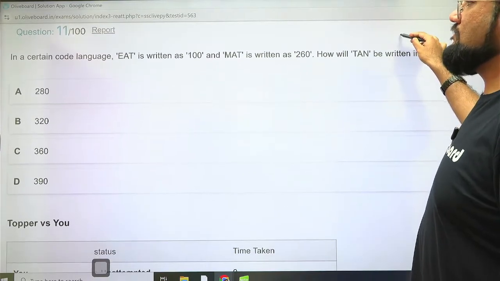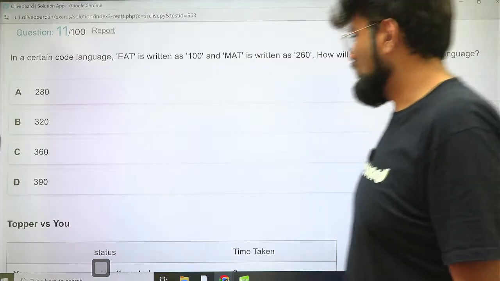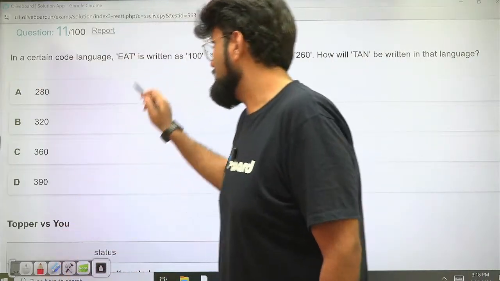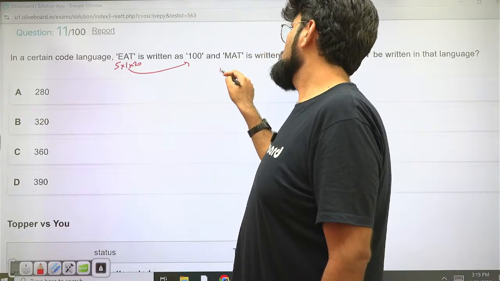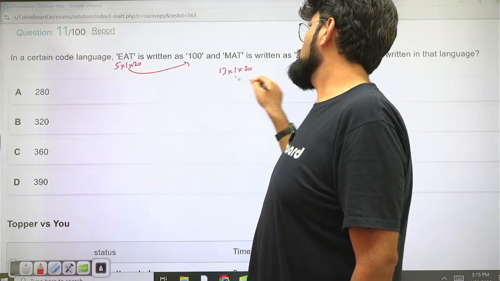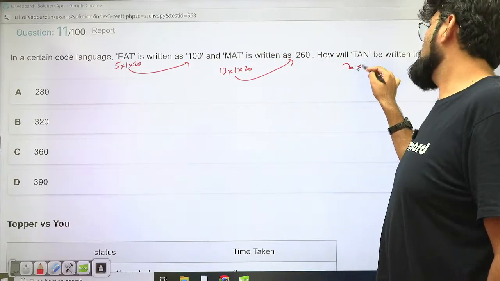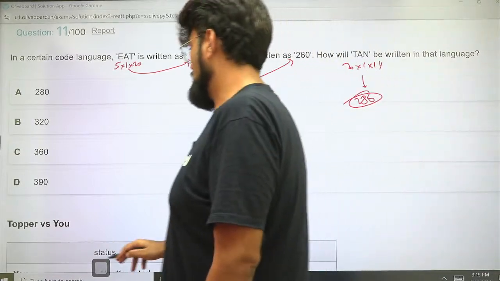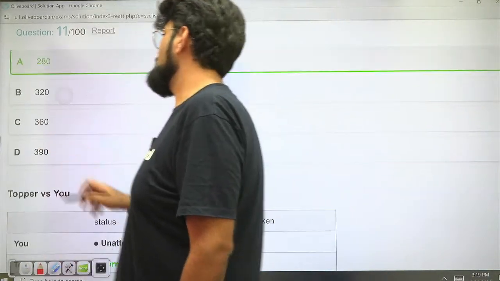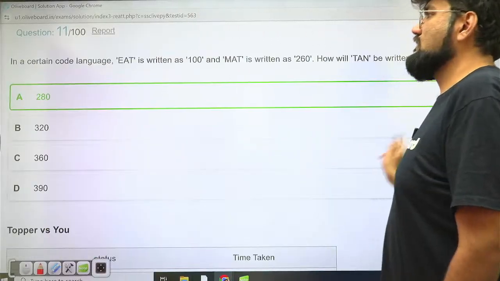Eat is 100, mat is 260, what is tan? Okay, this is pretty easy, I think you can figure it out right away. This is 5 multiplied by 1 multiplied by 20 is 100. 13 multiplied by 1 multiplied by 20 is 260. So 20 multiplied by 1 multiplied by 14 is going to be 280. Option 1, option A is the right answer. Pretty easy question this is. 22 seconds. Nice. Next.